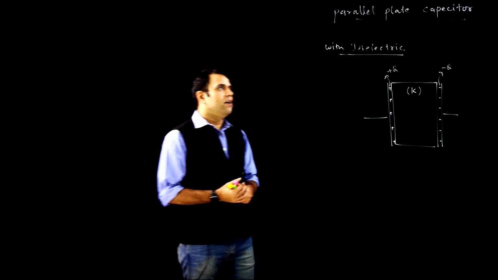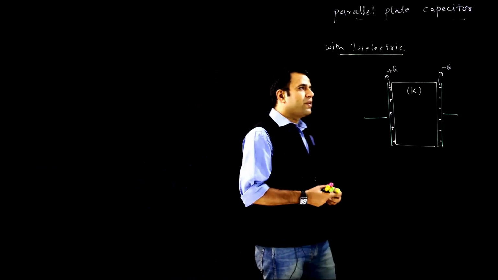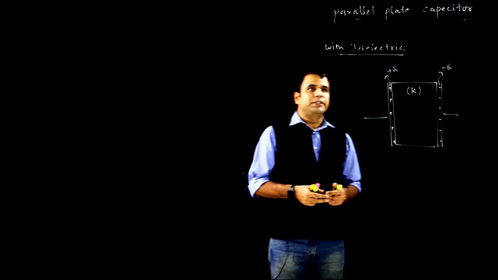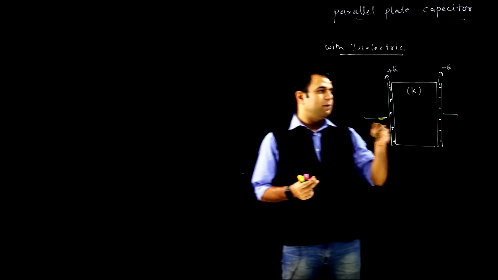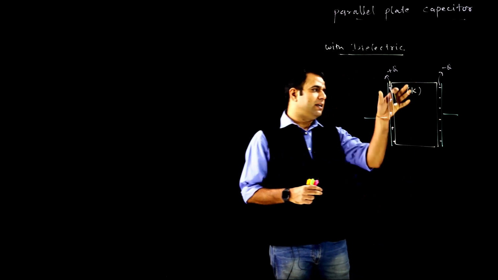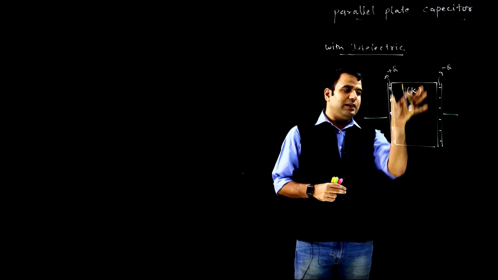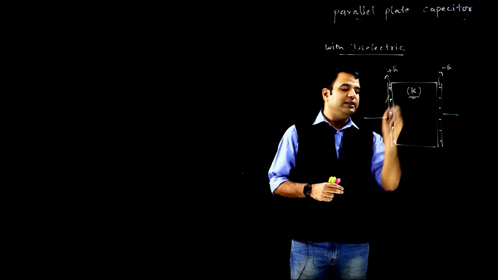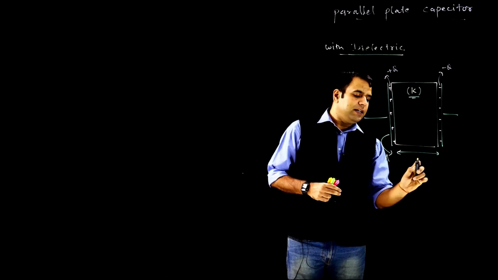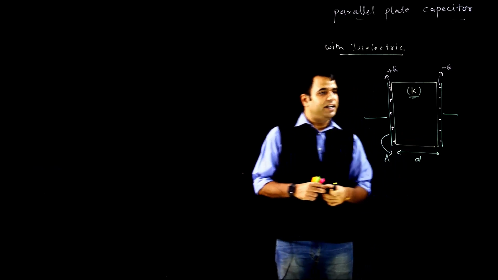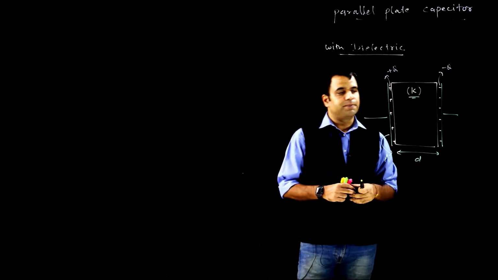Hello. Now we will calculate the capacitance of a parallel plate capacitor when the dielectric is placed in between the capacitor. So this is our parallel plate capacitor, and inside this parallel plate capacitor, a dielectric of dielectric constant K is placed. The cross section area is A, and the distance between the parallel plates is D. So they are almost touching each other.